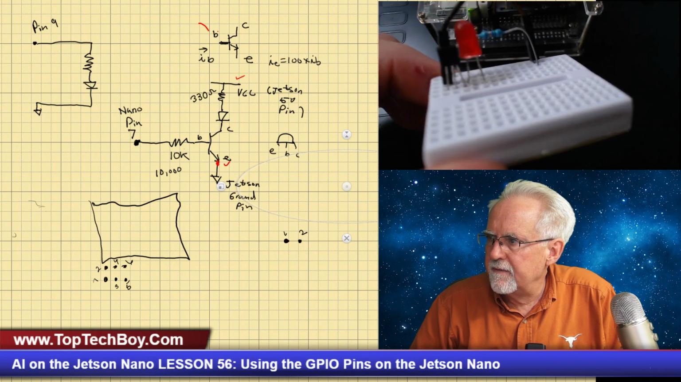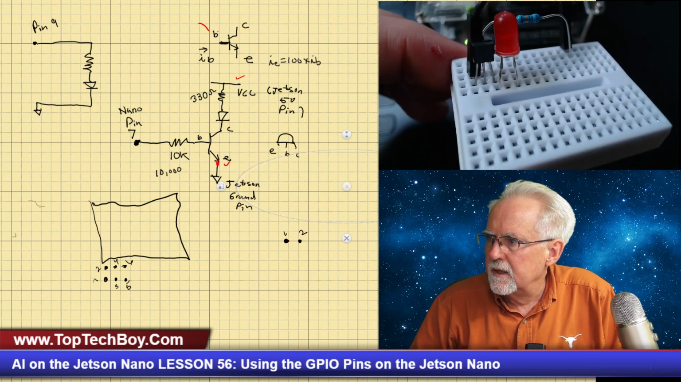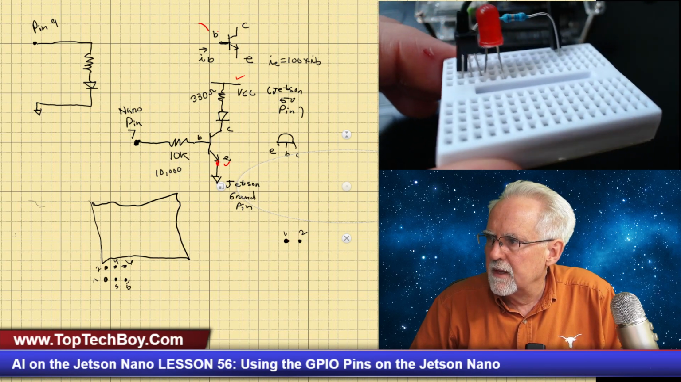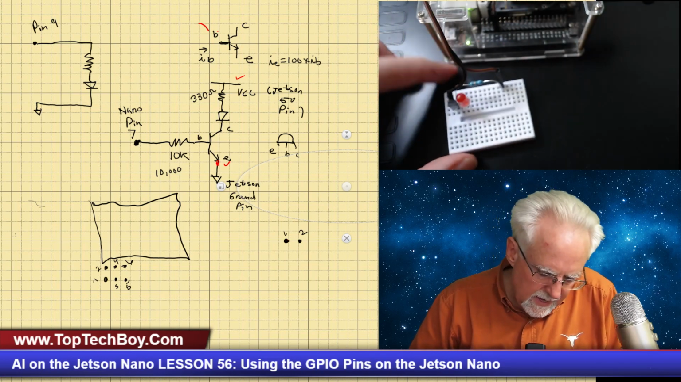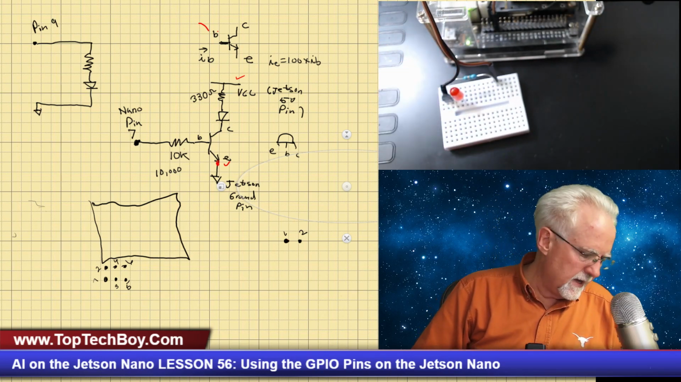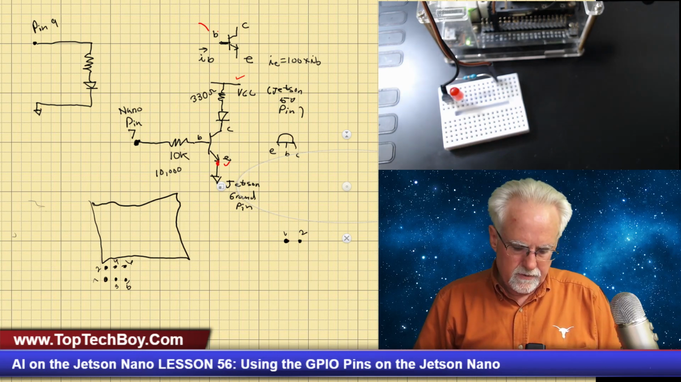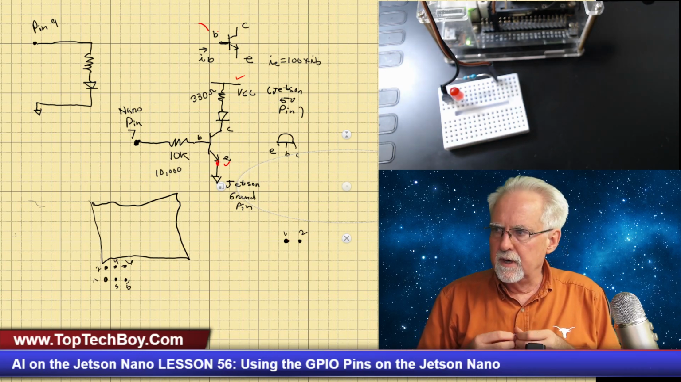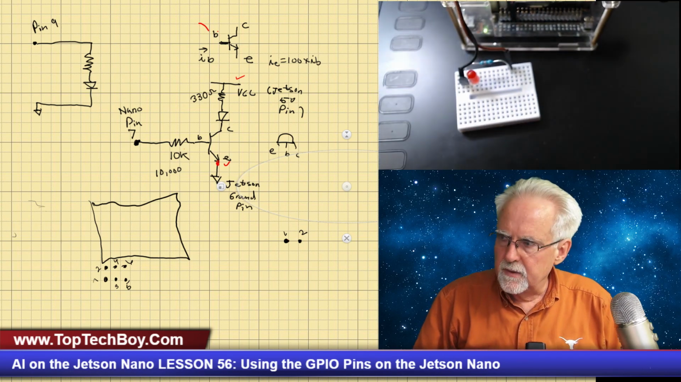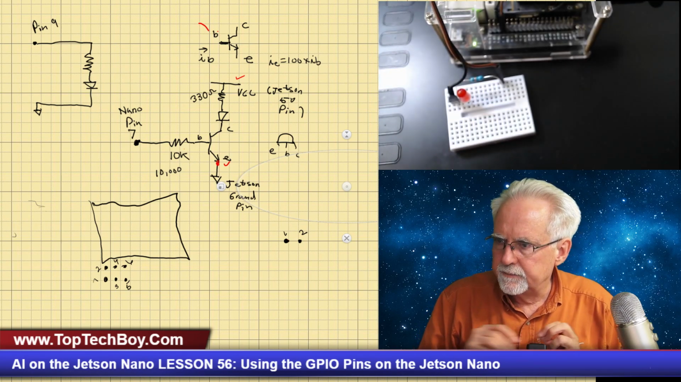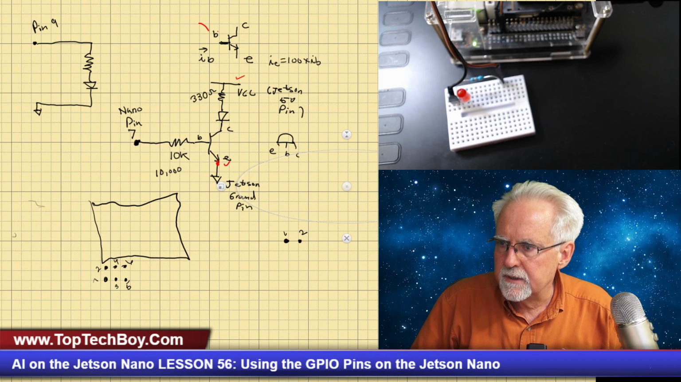Okay, do you see I have that short leg in the same column as the collector? And now I need to put the long leg. The long leg needs to have the 330 ohm current limiting resistor. And so now on the LED, I'll give you a little more focus here.